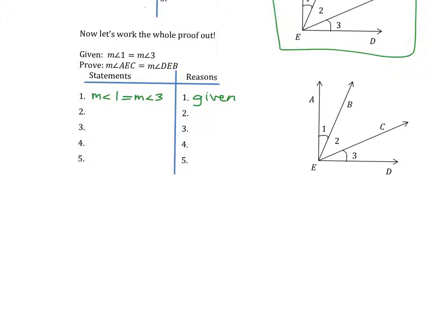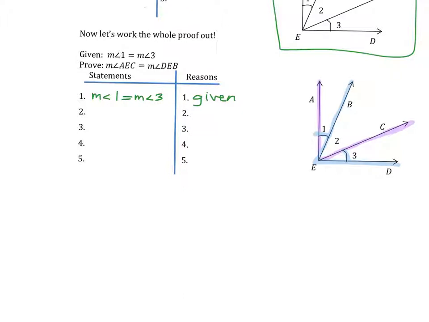Okay? Now think about what they're asking you to prove. They're asking you to prove that AEC, which is my purple angle here, is congruent to DEB, which is the blue angle. We already know that 1 is congruent to 3 because it was given. What else is part of both of those angles? The bigger angles. What's identical about them?